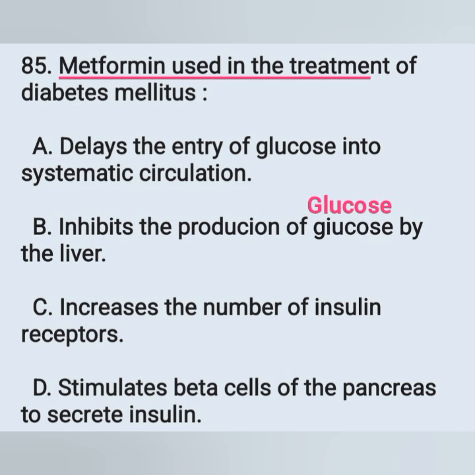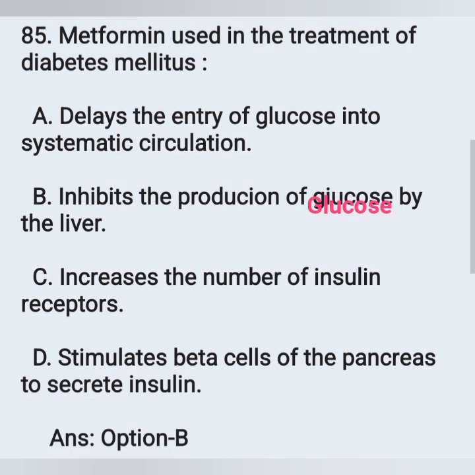Question number 85. Metformin is used in the treatment of diabetes mellitus. Options: Option A, it delays the entry of glucose into systemic circulation. Option B, inhibit the production of glucose by the liver. Option C, increases the number of insulin receptors. Option D, stimulates beta cells of the pancreas to secrete insulin. Question is, metformin is used in the treatment of diabetes mellitus because it inhibits the production of glucose by the liver. Option B is the correct answer. Move on to the next question.